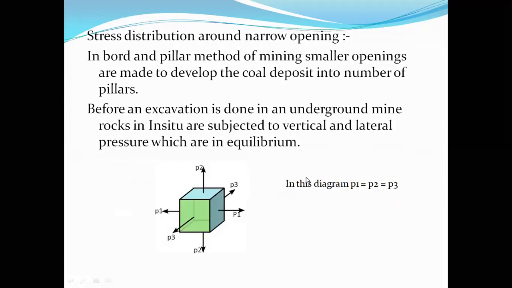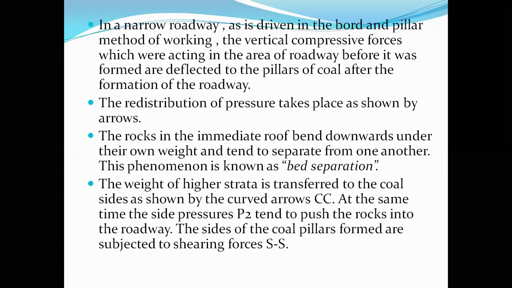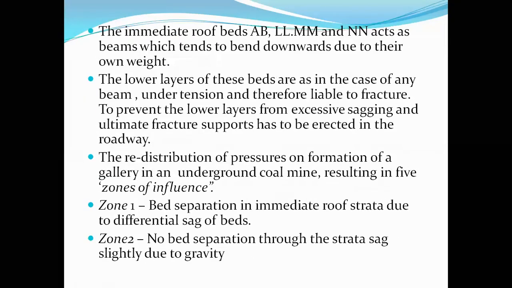Okay. Now, that's exactly sagging and ultimate support that has to be erected in the roadway. The redistribution of pressure on the formation of a gallery: the excavation that is made in board and pillar is called a gallery, the smaller opening that we make in an underground coal mine, resulting in 5 zones of influence.